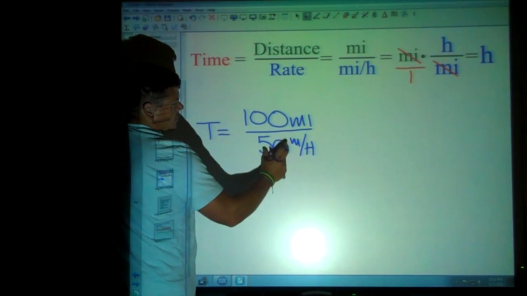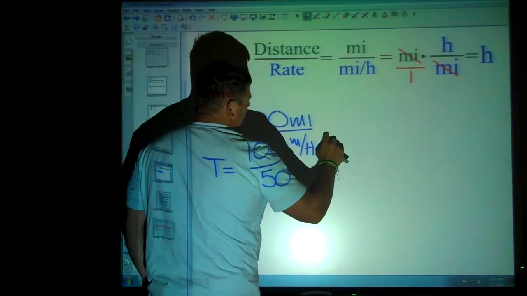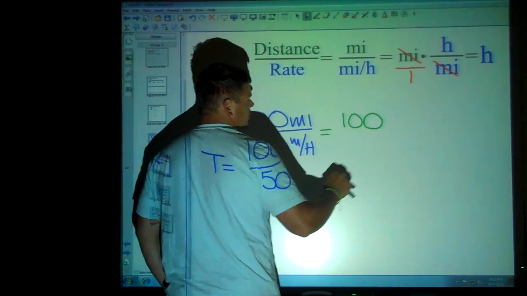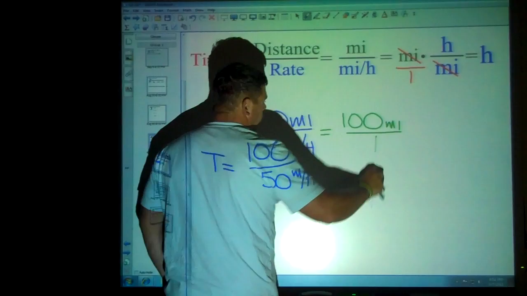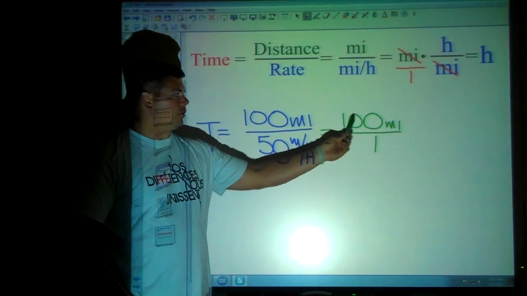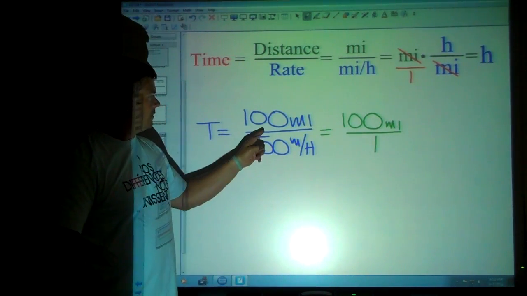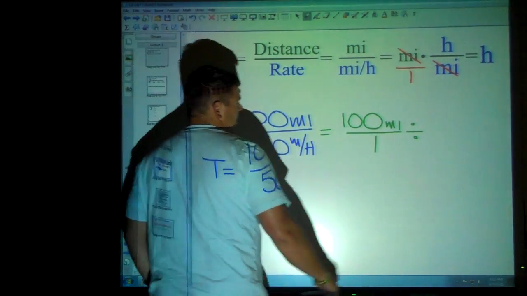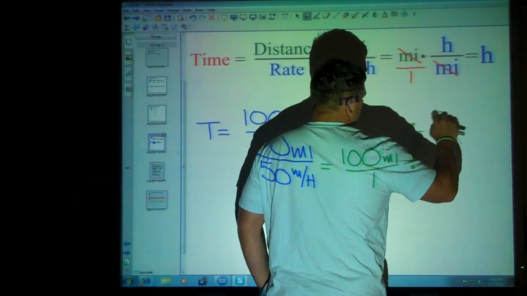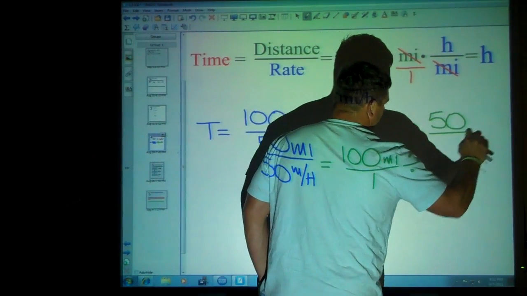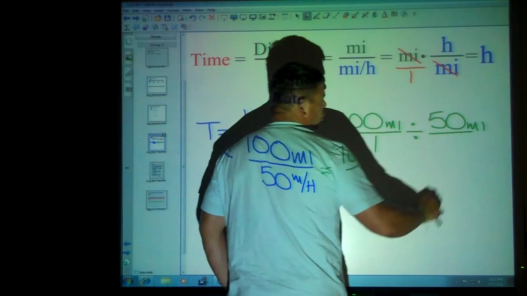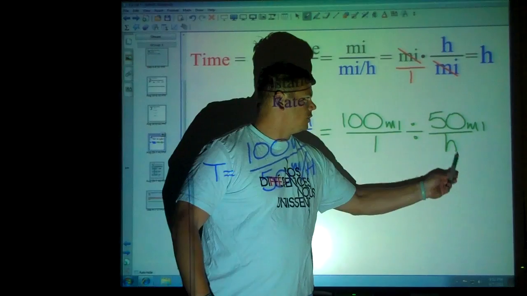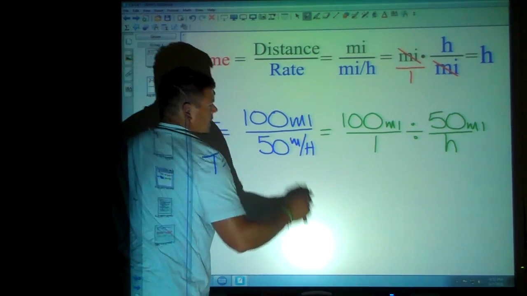This is actually a fraction, 50 miles over hours. We could say that instead, 100 miles over 1, basically just taking this numerator and writing it as its own fraction, and instead of dividing, which I'll write out as division like this, dividing by 50 miles over hours, because that's what I'm dividing by, and that's miles over hours. I guess you could add a little I in there for you.